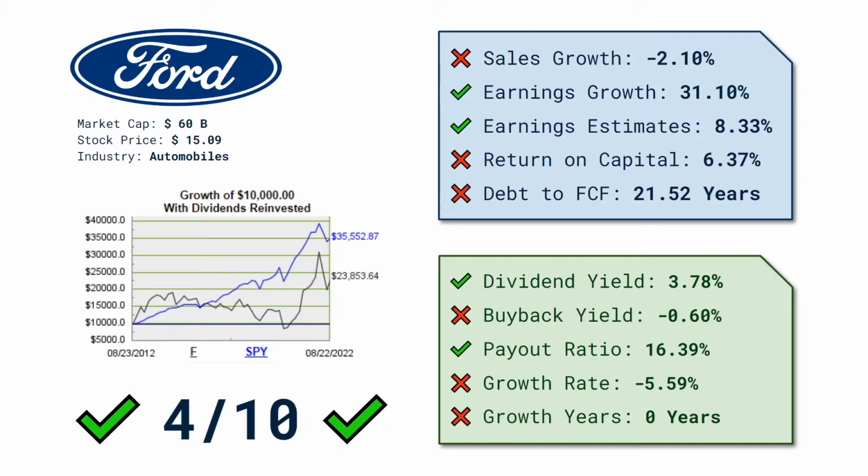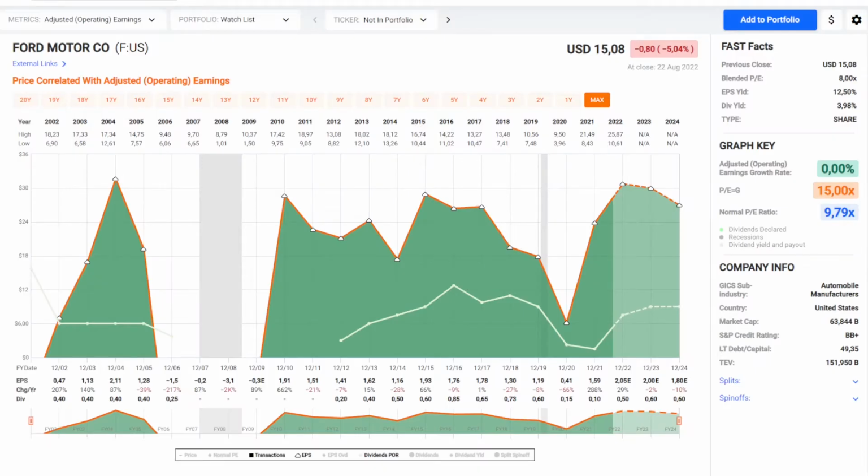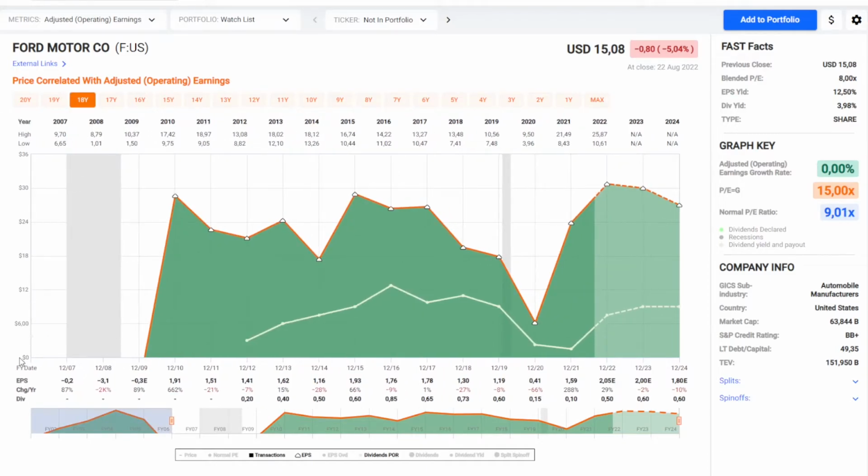Let us check the valuation in fast graphs. Here in fast graphs we can see that the earnings is up and down like a roller coaster. The same goes with the dividend, which is the white line. They didn't fare well at all during the last recession, 2008-2009. After the recession they made some money during 2010, but then it declined for a couple of years and then it went up again, and then it pretty much declined all the way back to 2021, where it now picked up again.